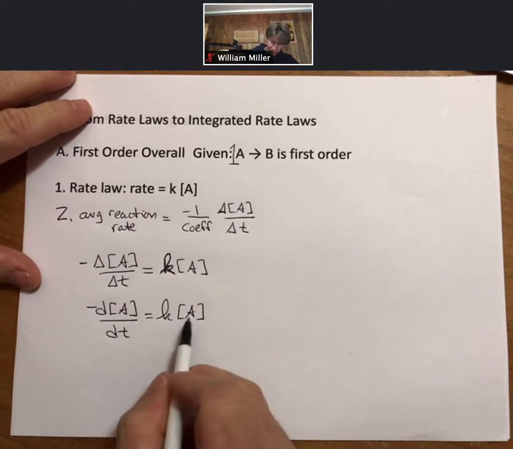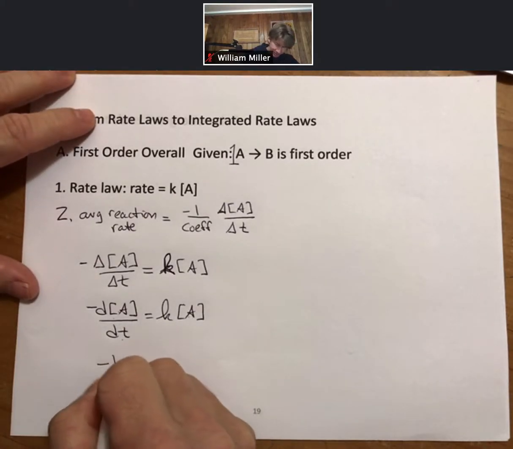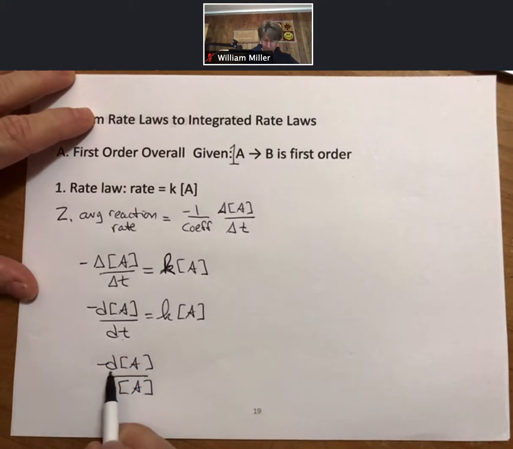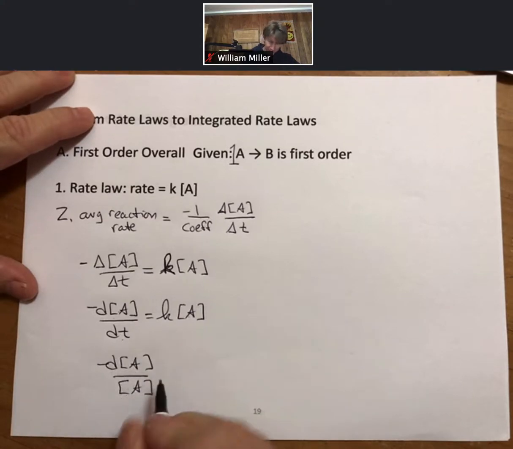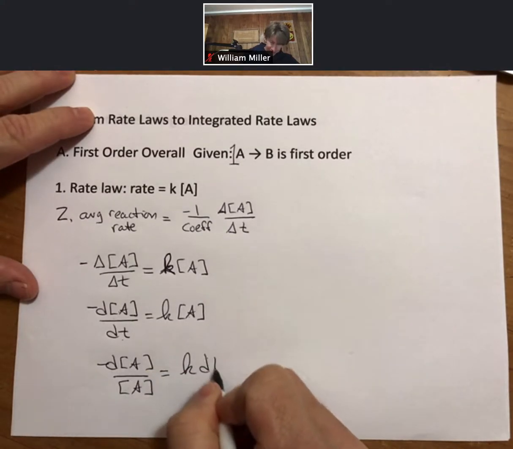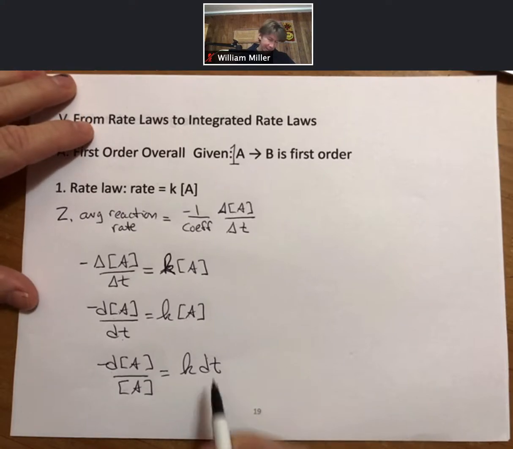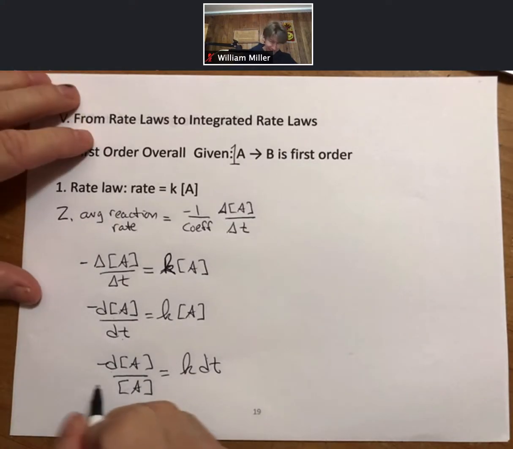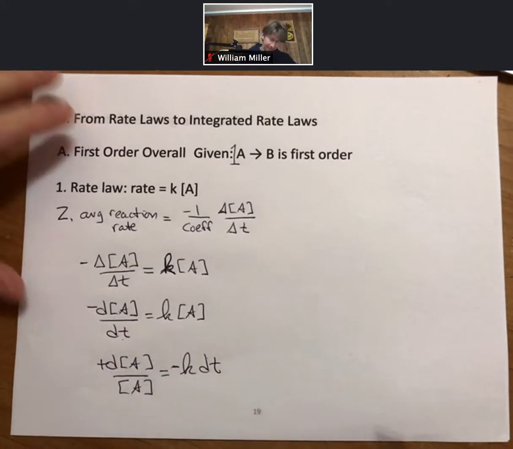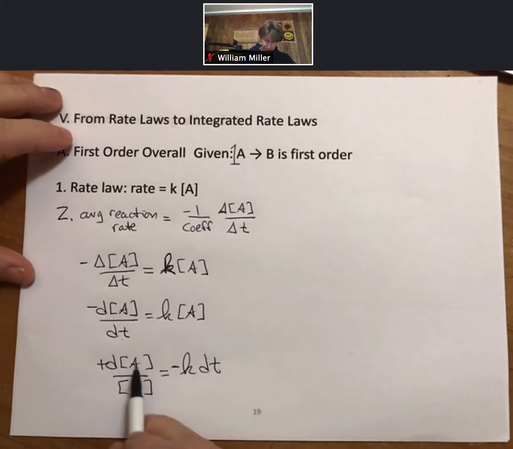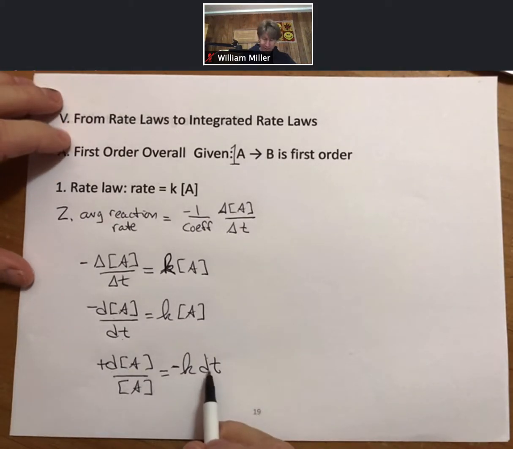So I'm going to separate this. I'm going to get the A term on the bottom here. So it's going to be the differential of A, concentration of A, over the concentration, equals k, and the dt comes up here, differential of t, time. And I'm going to do one other thing. I'm going to move the minus sign to the other side, so I'm going to put a plus here and a minus there.